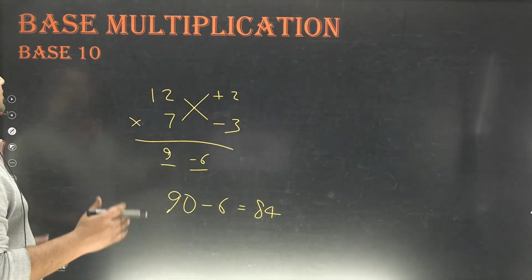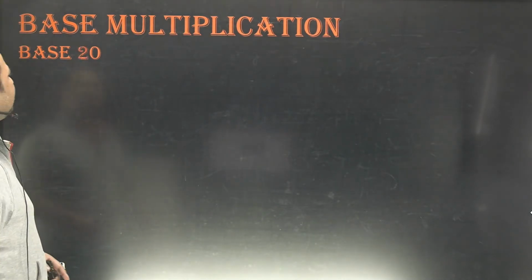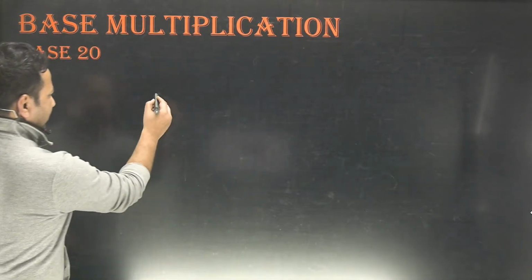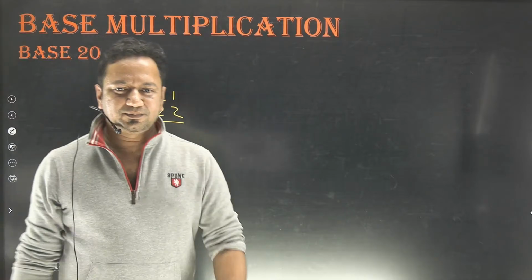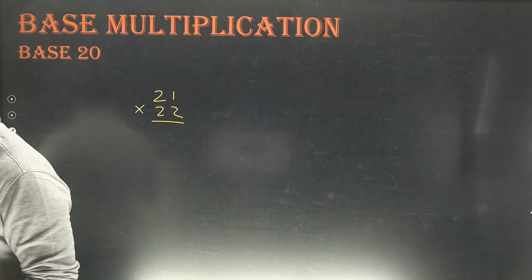Cool. So we have learned about base 10. Now let us go to base 20. 21 multiplied by 22 is what we need to do. How will we do it? Look at this closely.